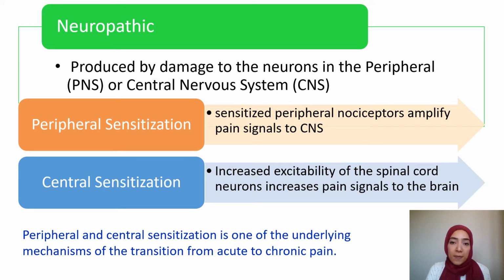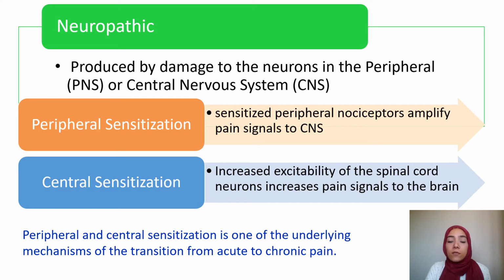The third type of pain I'll talk about today is called neuropathic pain, and it's also a type of chronic pain. It's produced by damage to the neurons themselves in the peripheral nervous system, which are the nerves that we have all over our body, in the limbs and in organs, or the central nervous system, which are the nerves in the brain and spinal cord.